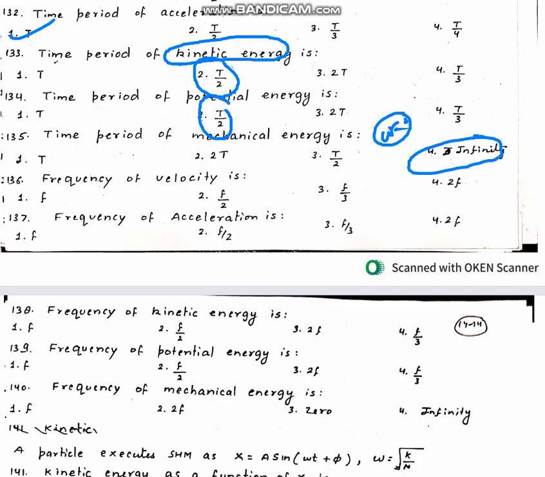Next is frequency of velocity, same as that of f. Next, frequency of acceleration, same as f. Frequency of kinetic energy, double. It will also be double. Mechanical energy has frequency 0 as it is constant.